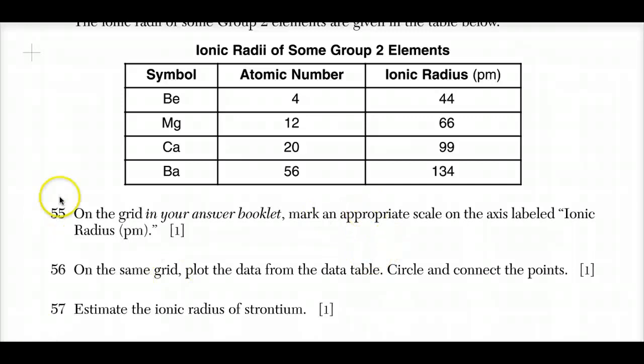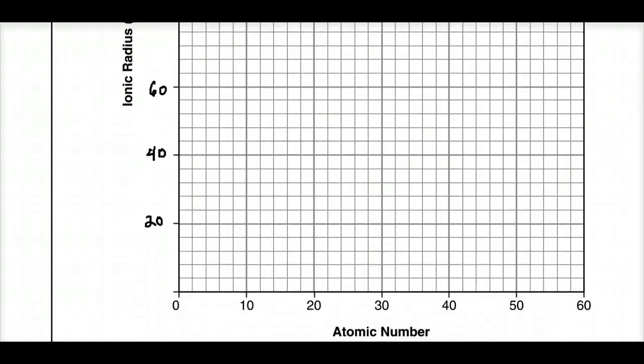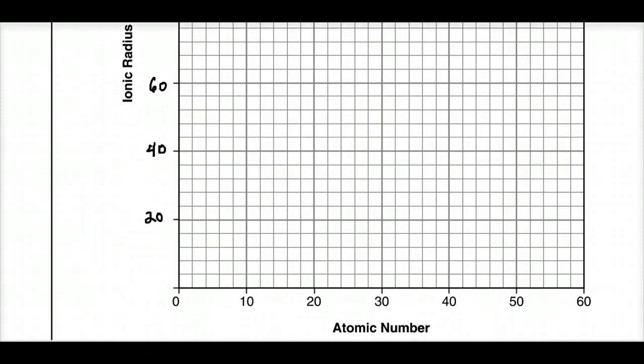So number 55, they want an appropriate scale, and the values I'm using is the ionic radius going from 44 to 134. So when I go to my scale, I want to extend from 0 to at least 134. So 0 to 140 was my stretch, or my legend there. And let me just go there to show you. Okay, and there it is, 140 I used all the way up to the 0. And you could have figured that out because there's 1, 2, 3, 4.